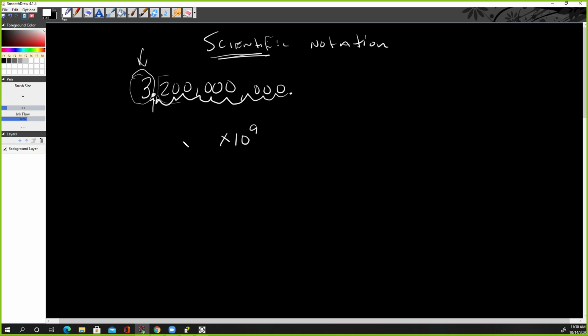Anyway, so then we write these numbers down. 3.2, and we always put times 10, and then how many times did you move it? 9. So that's how you would do it.